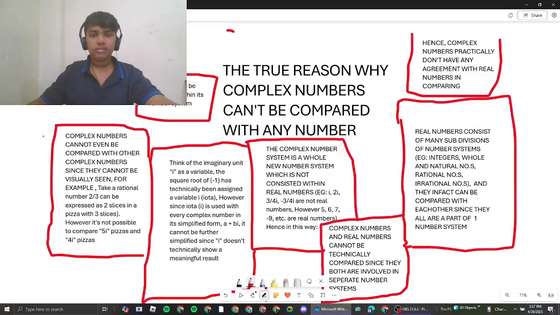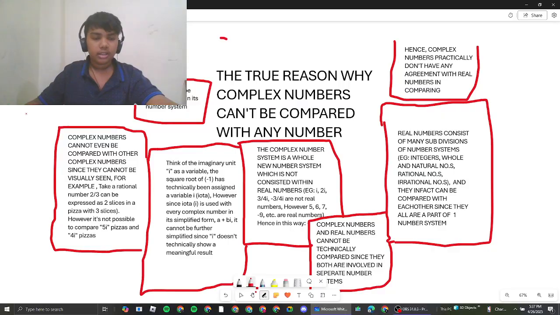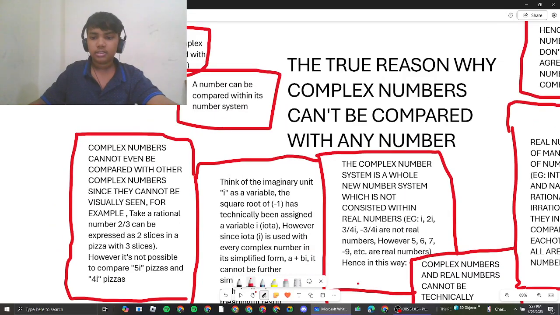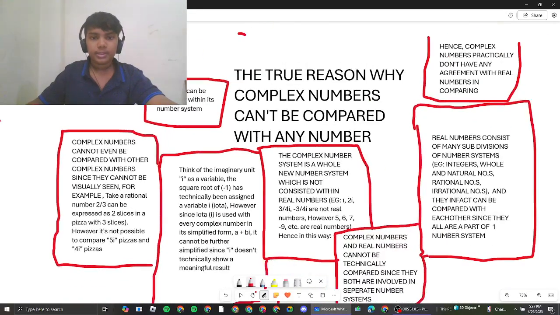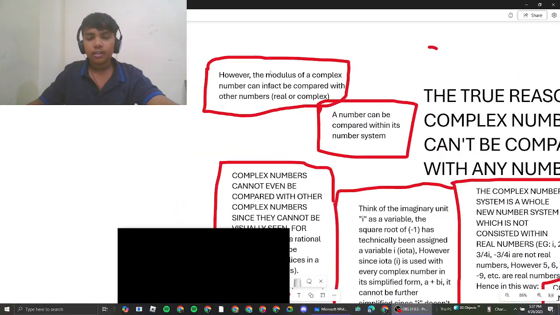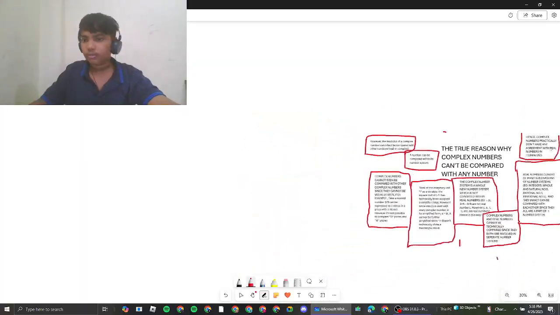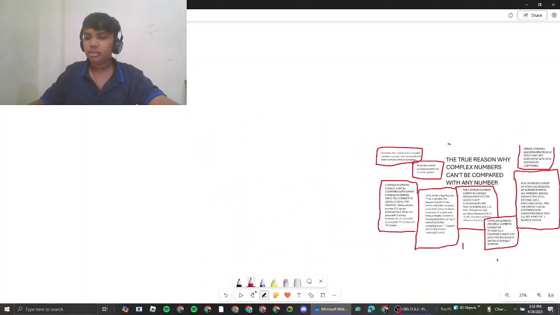Okay, wait, I don't think you can see that. A number system. Just look at this. I want to make you see everything. Here, this is what this says. And these are all the reasons why they can't be compared.